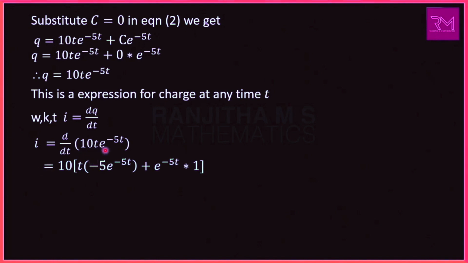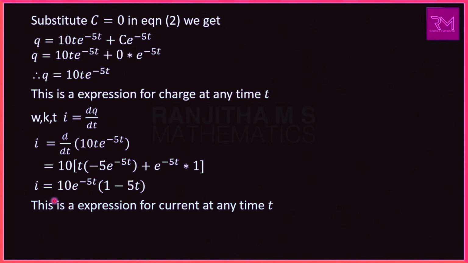We get 10 into, here t is also a function, e^(-5t) is also a function. So we have to apply the product rule over here. That is first function, that is t, into differentiation of e^(-5t) is minus 5 into e^(-5t), plus the second function, that is e^(-5t), into differentiation of t is 1. Next step, we can take e^(-5t) as common. We get I is equal to 10 into e^(-5t) into 1 minus 5t. Therefore, we can conclude this is an expression for current at any time t.